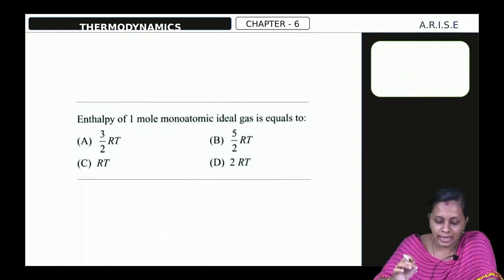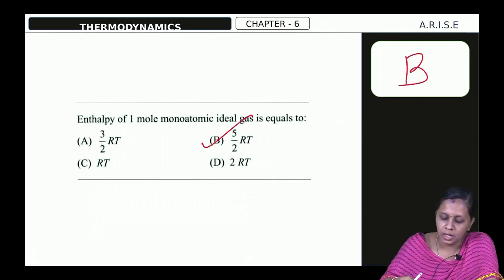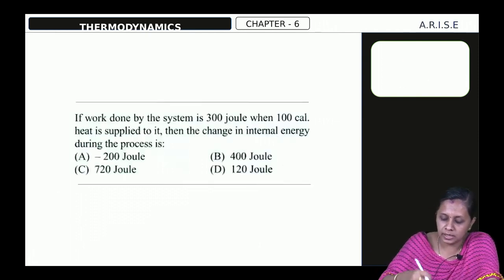Now next question, enthalpy of 1 mole monoatomic ideal gas, that is very easy, that is equal to 5/2 RT. It is option B. Now moving on to the next question.